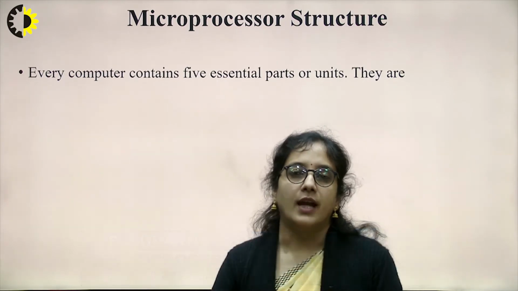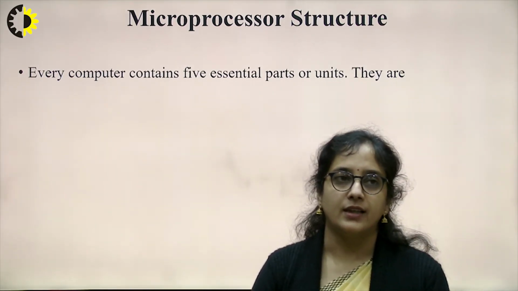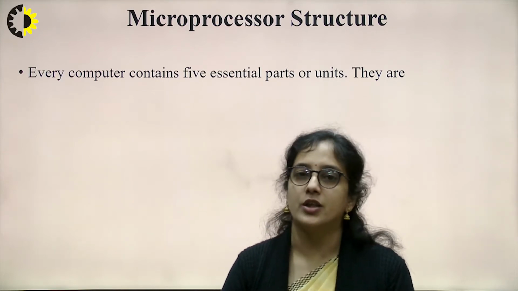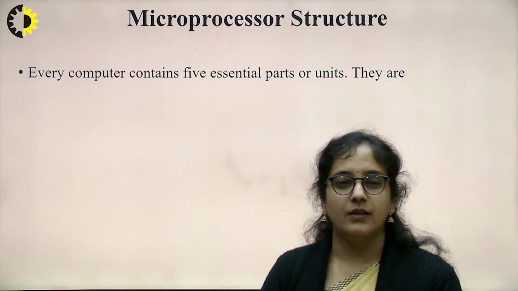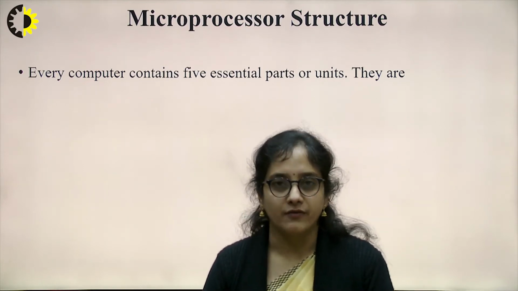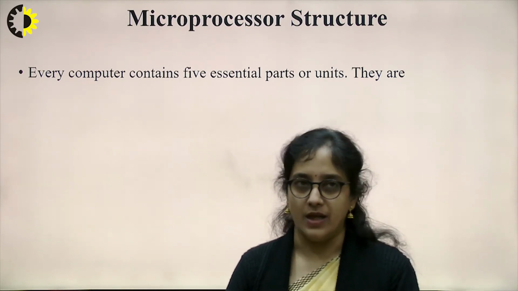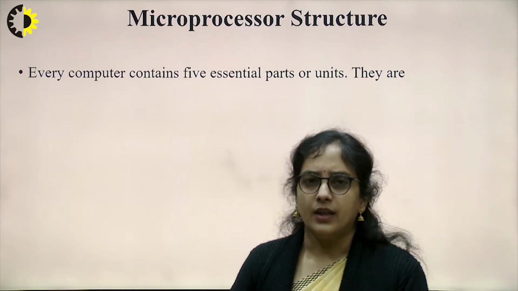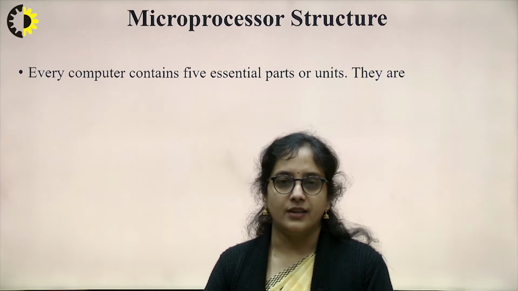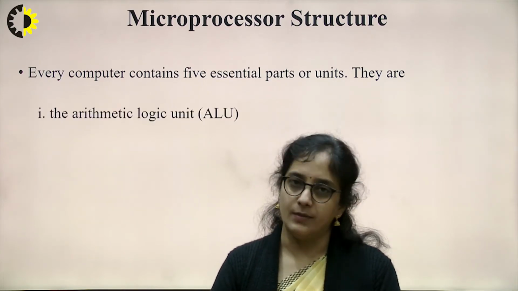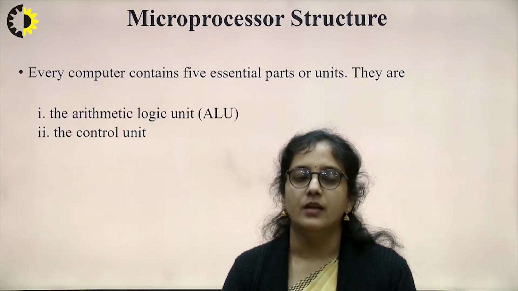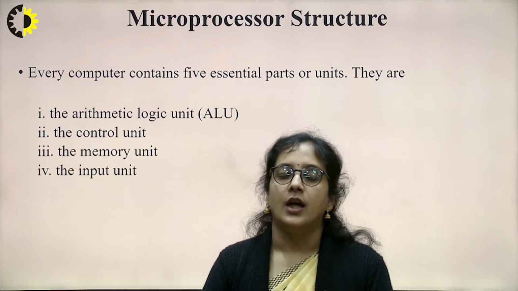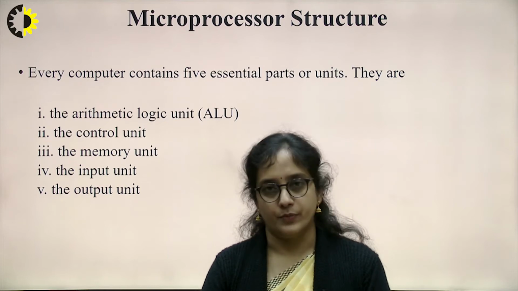Every computer contains 5 essential parts or units. There is a little bit of confusion between the computer and the microprocessor, so I am going to clear it here. A computer consists of the arithmetic logic unit, control unit, memory unit, input unit and output unit.